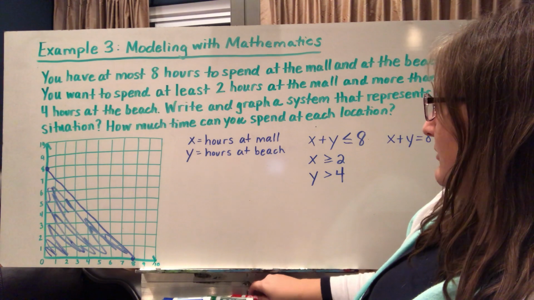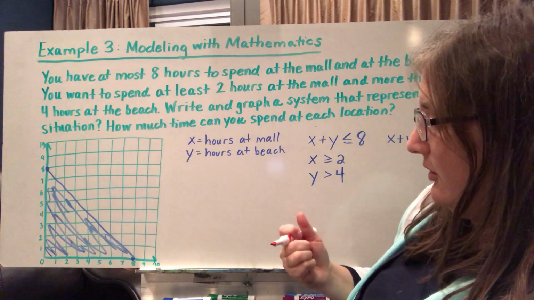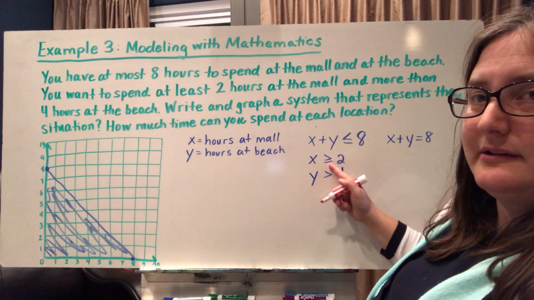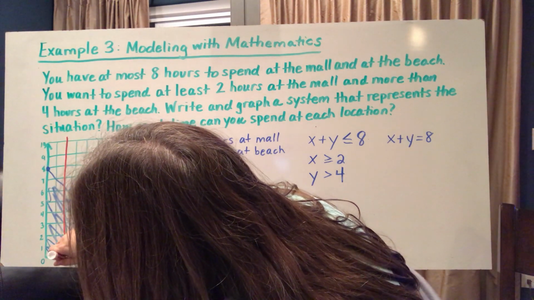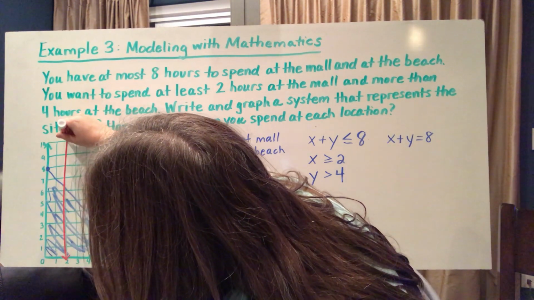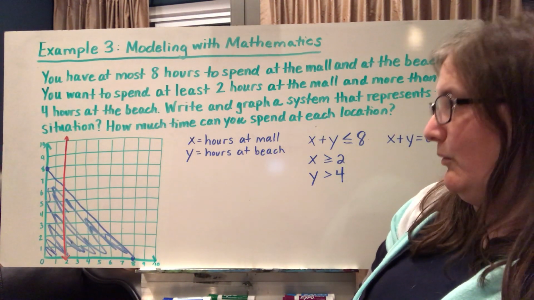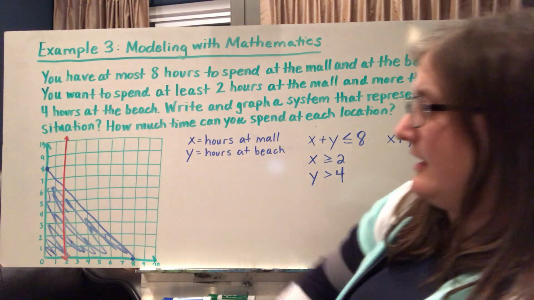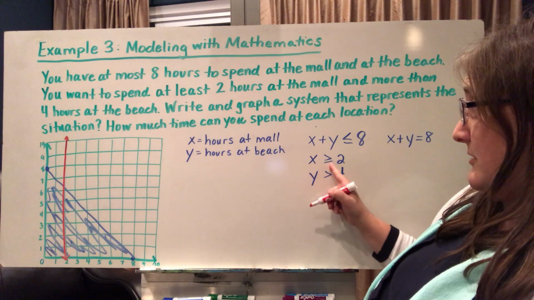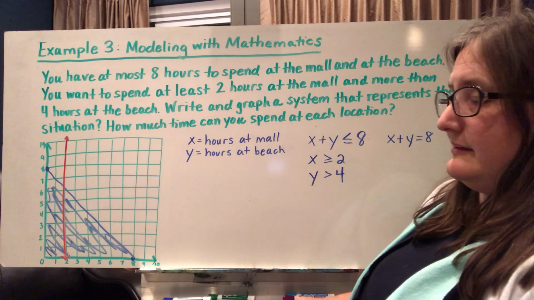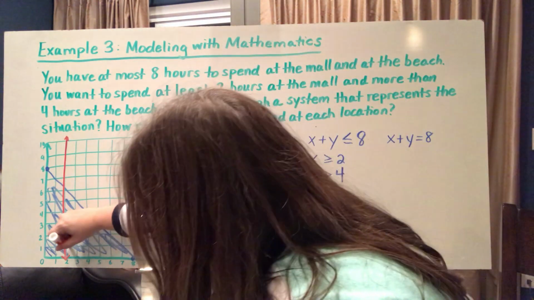On to my next inequality. Now I have x is greater than or equal to 2. So my line is going to be a solid line because it could be equal to 2. That line is going to go right here, my vertical line. I'm going to test and see what works for this line, x equals 2. I'll do my test point of (0, 0). 0 is not greater than or equal to 2. So in this case, (0, 0) is not a solution, so it's everything to the right of this line.